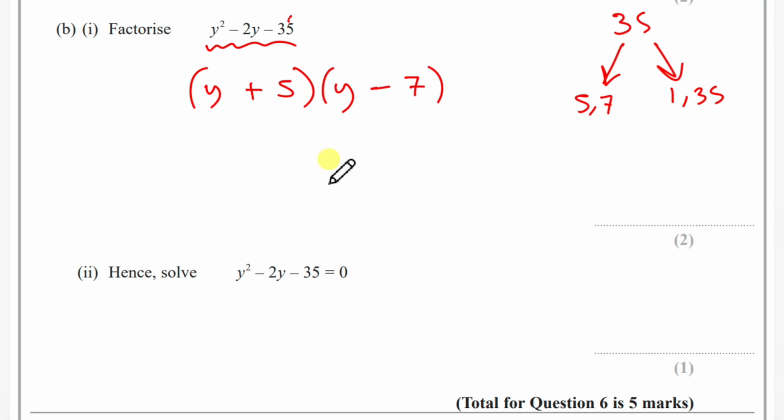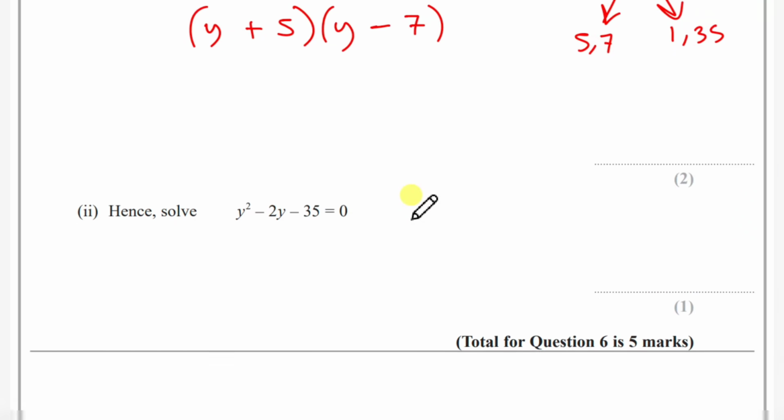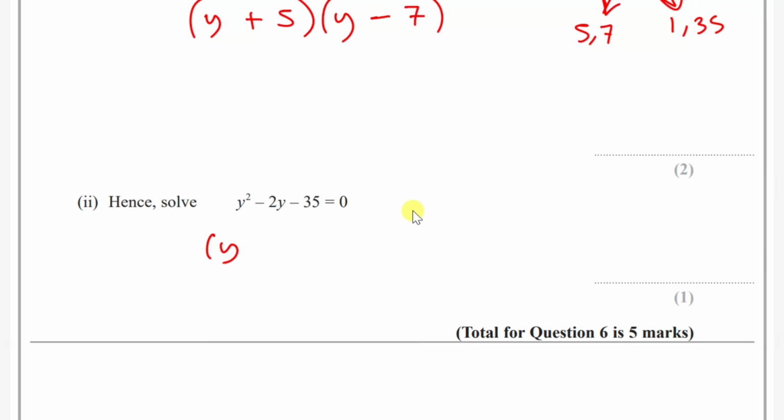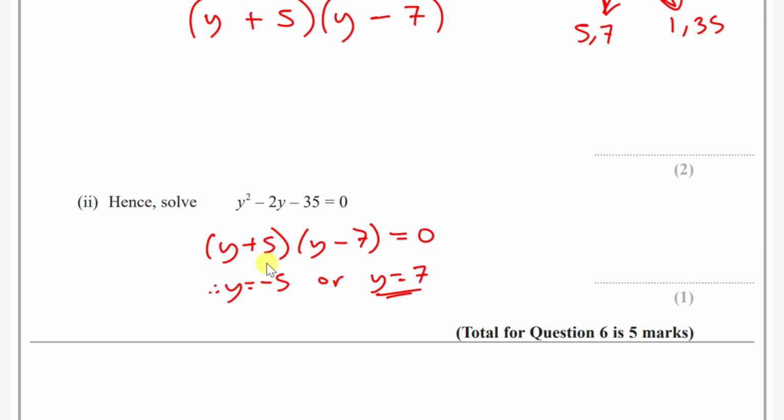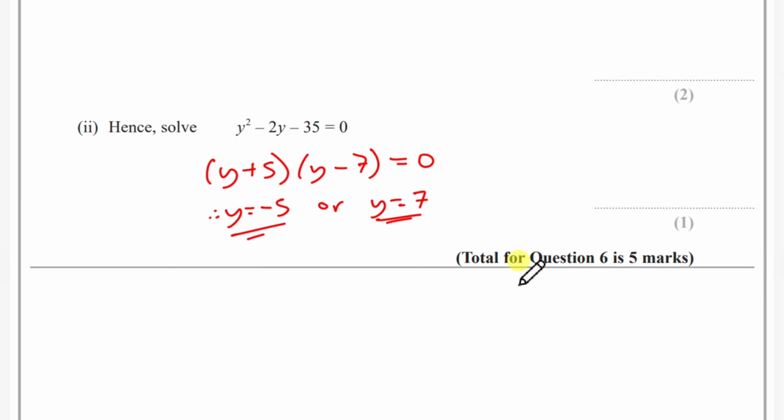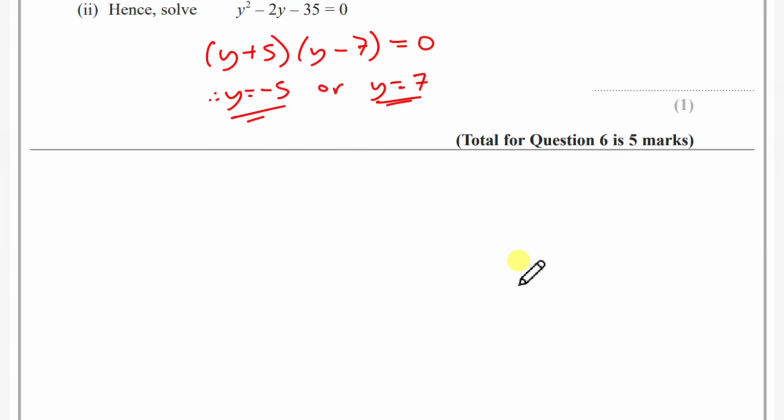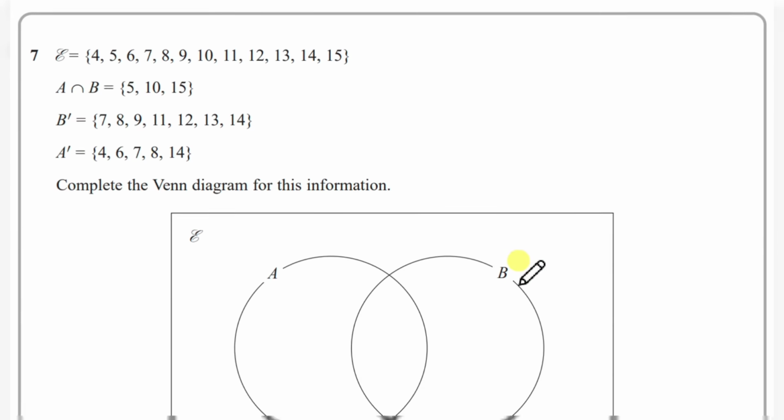Hence solve what you just did but equal to 0. So let's copy it down here. So it's just going to be y plus 5, y minus 7 equals 0. And the cool thing with this one, when you take them out of the brackets, the y plus 5, you just flip the sign when you solve it. So it will literally be y equals negative 5 or y equals positive 7. Okay, that's it. That's just a simple thing to follow. It's always like that.